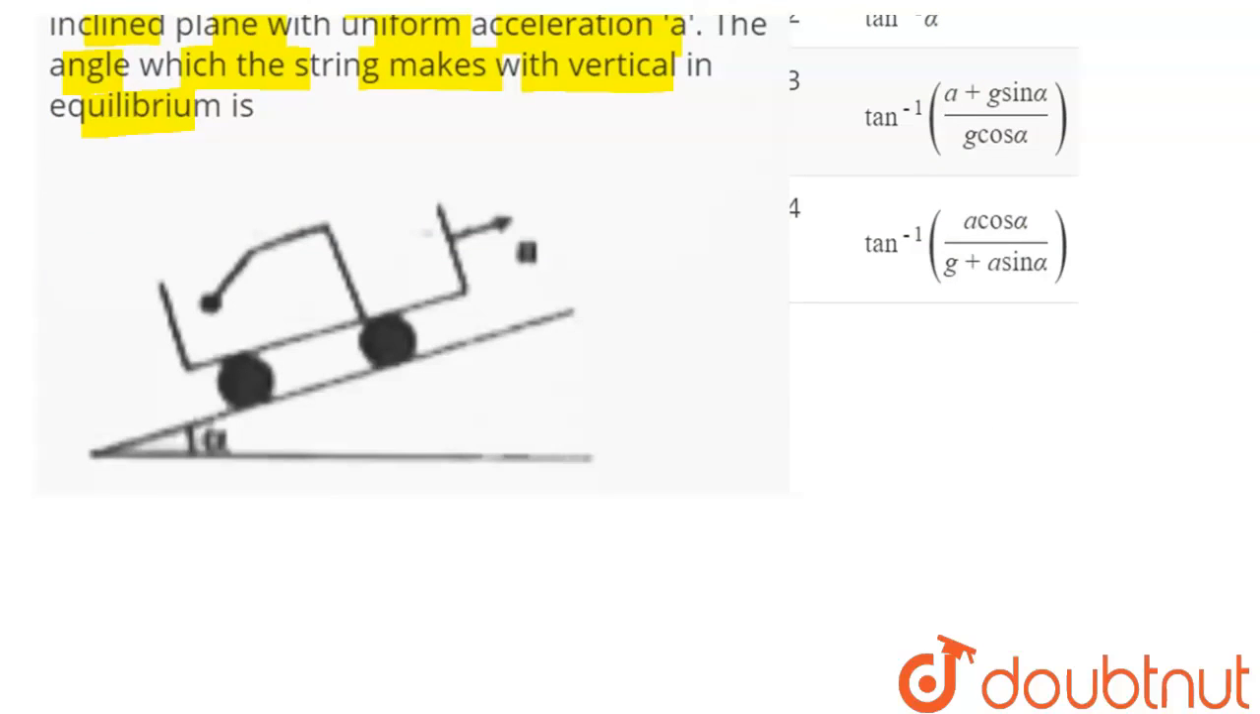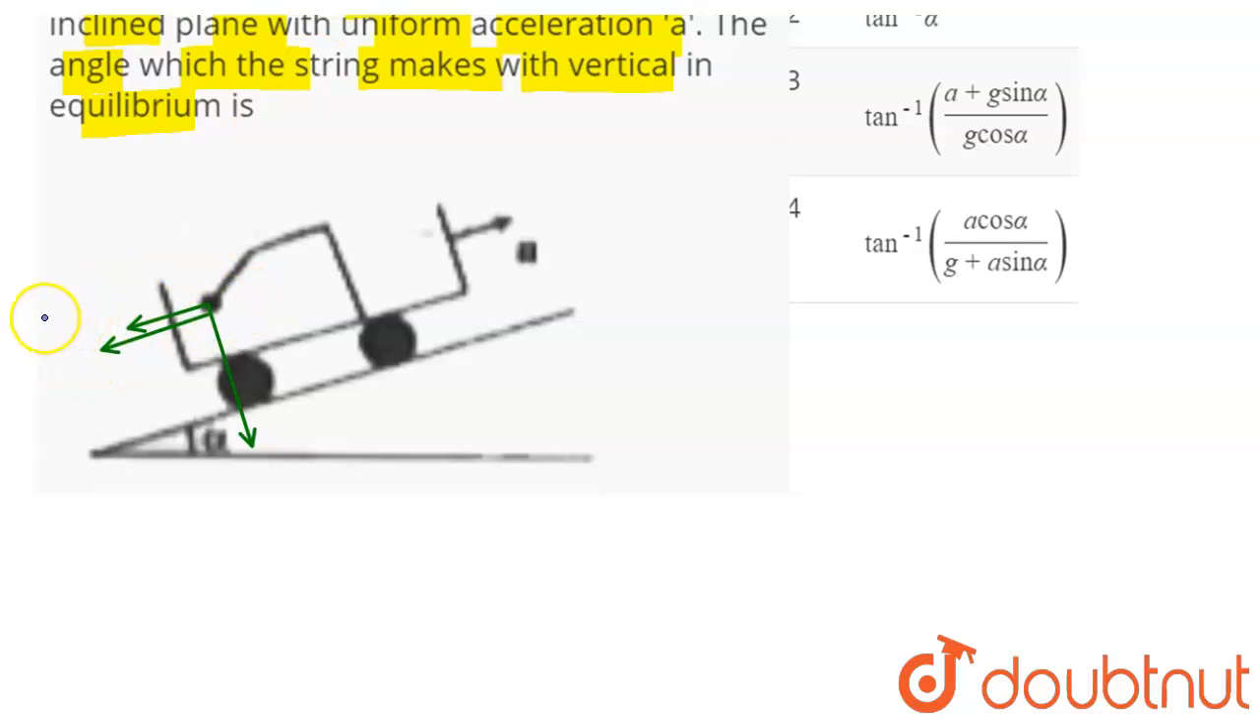Here we can say the forces acting on this. Let's say mass m will be here. We can say here mg sin alpha down the inclined plane and mg cos alpha perpendicular to the inclined plane here. And since this mass is accelerating in the positive direction, hence we can say here this pseudo force will also be acting in the minus direction, down the inclined plane here.